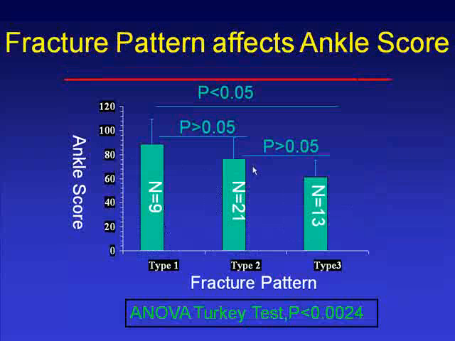This slide shows the fracture pattern effect on ankle score. Type 1 fracture has the best result. Type 3 has the worst result. Type 2 is intermediate.